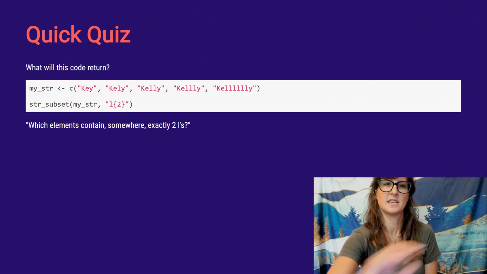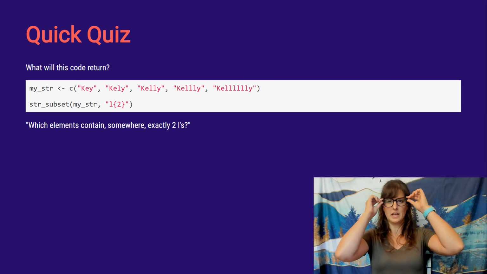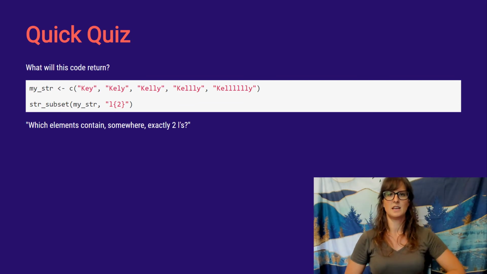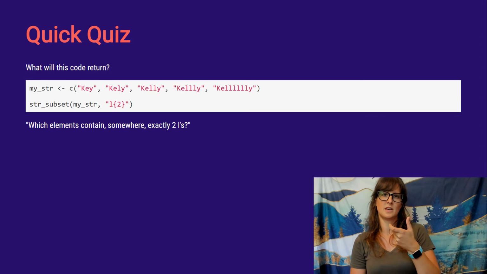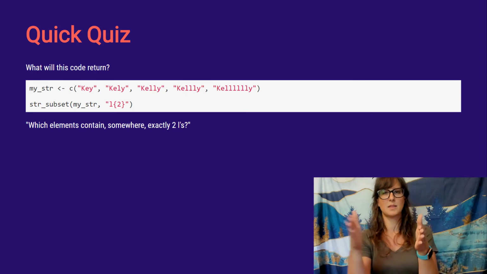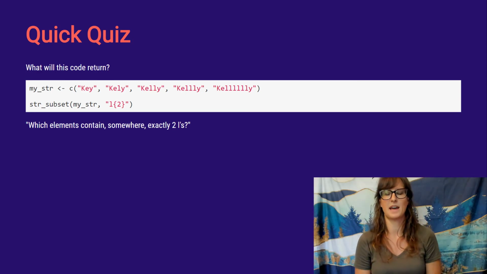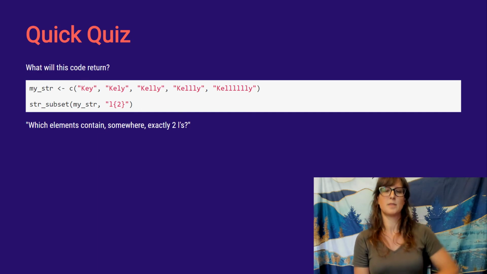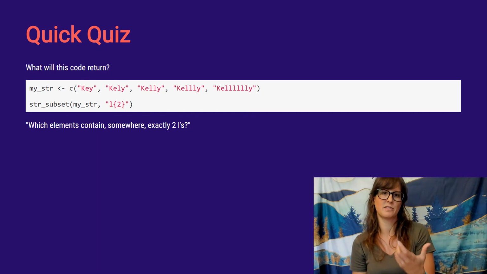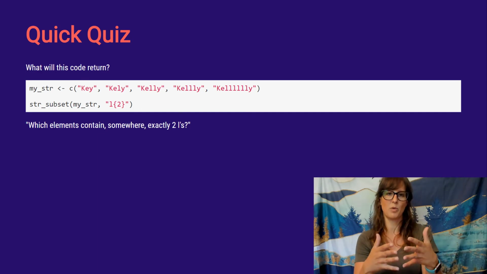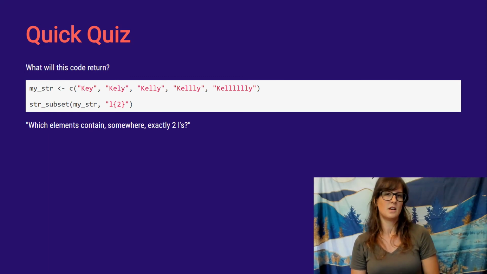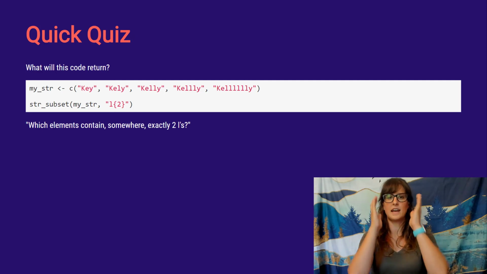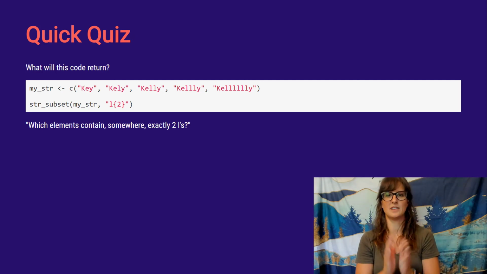Here's how I would translate this into words. So the str_subset is not extracting matches, but rather it's figuring out which elements of the vector contain that match somewhere in them. So I'm asking which elements of this stir vector contain somewhere whatever the regular expression asks for. What does it ask for here? Well, it asks for exactly 2 L's.